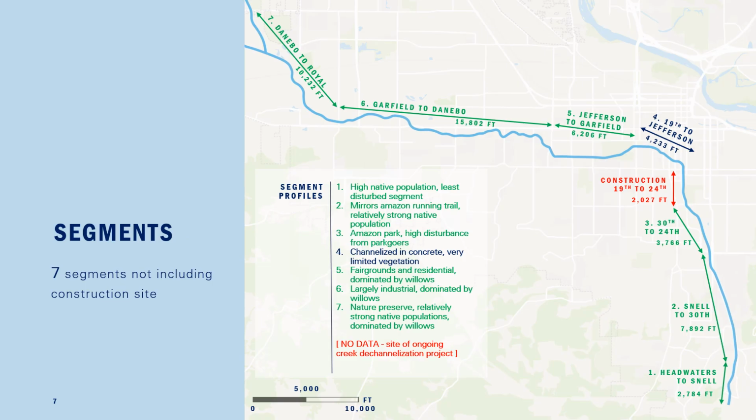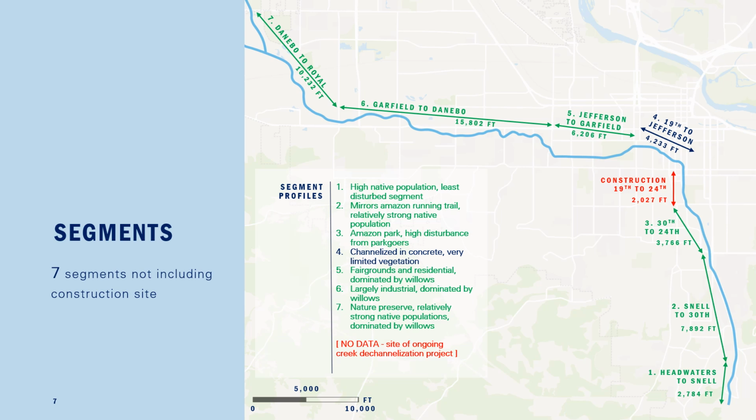When analyzing the data I collected, it was helpful to split the creek into segments defined by their neighborhood context and the level of disturbance. The first segment, beginning at the headwaters in South Eugene, has a high native population and is the least disturbed segment. The second segment mirrors a running trail and has a relatively high native population with relatively low disturbance. The willows start to come in here as well.